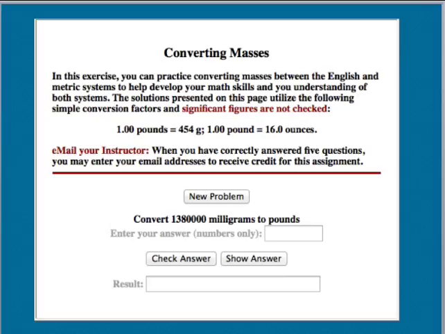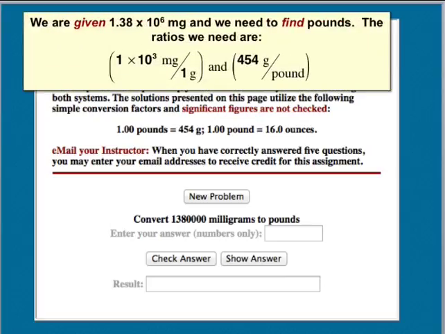Here we have a fairly complicated problem. We're converting milligrams to pounds. Okay? It's a little more sophisticated than we did before. Step 1, our given here is going to be milligrams, isn't it? It's 1 million something milligrams. We have 10 to the 6 milligrams, and we need to find pounds. We need a ratio that's going to reflect milligrams to pounds.